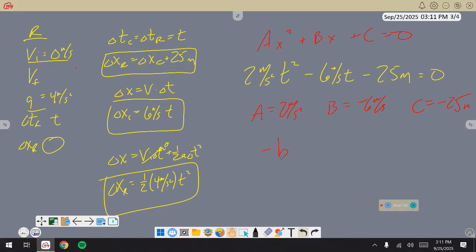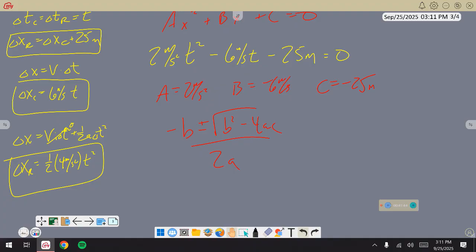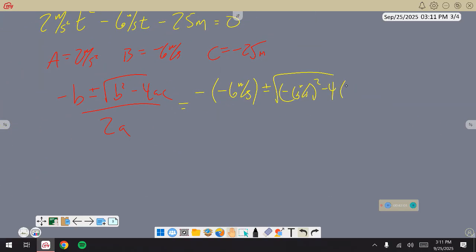Then the next one is writing down the formula: -b plus or minus the square root of b squared minus 4ac, all over 2a. Notice I keep writing; you do not have to write this. The only time you would write this is if you know that you were going to make mistakes if you don't. The last thing I would require is simply plugging in. This is -6 meters plus or minus the square root of (-6 meters) squared minus 4 times 2 meters per second squared times c, which is -25 meters, all over 2 times a.